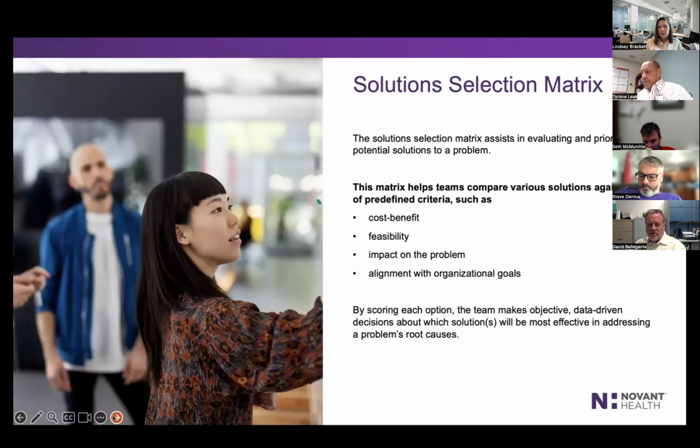All right, solutions selection matrix. So this is one of the tools that we use in order to evaluate and prioritize solutions. The metrics that they use in this tool are cost benefit, feasibility, impact on the problem, and alignment with organizational goals. In this tool, they score each option in order to give some data to make a decision.